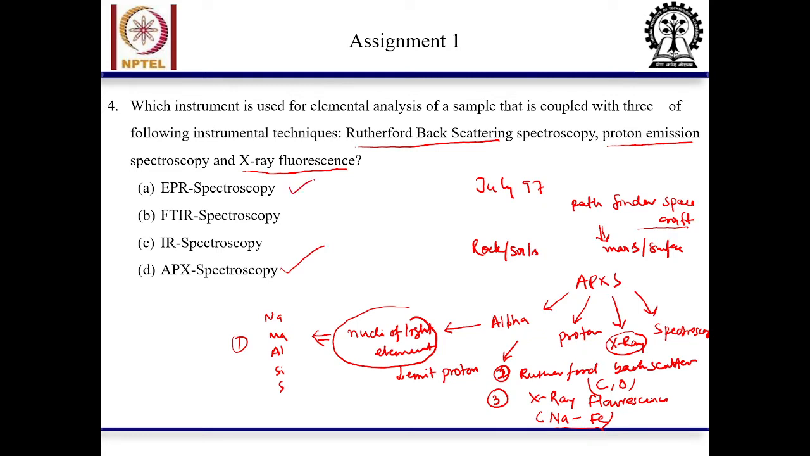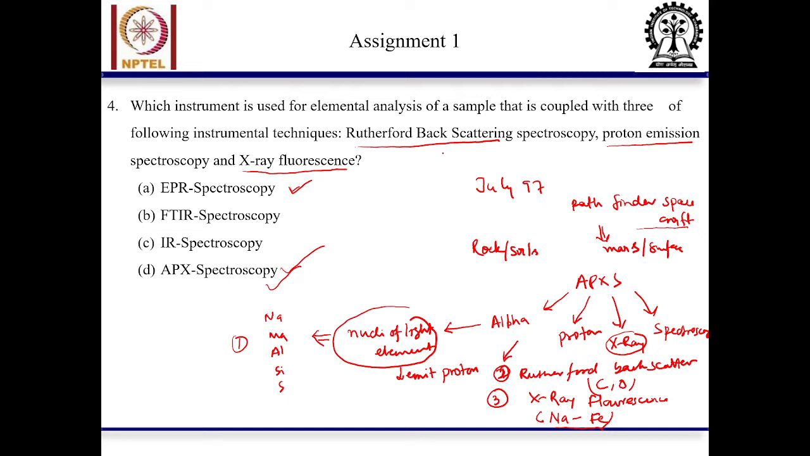EPR is electron paramagnetic resonance. Here basically we need to have an unpaired electron, so to detect this we use EPR. And FTIR, here we basically give the IR radiation to the sample and we measure the transmittance versus wave number in the IR. So the answer is the APXS spectroscopy, where all three processes are involved.